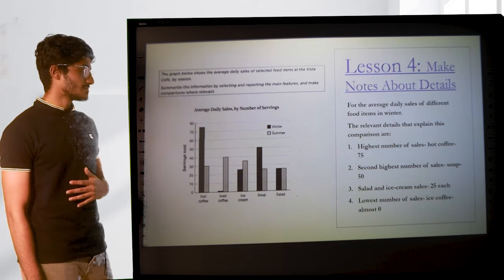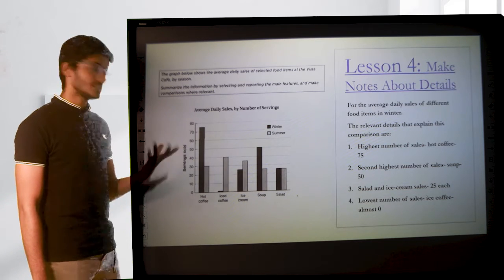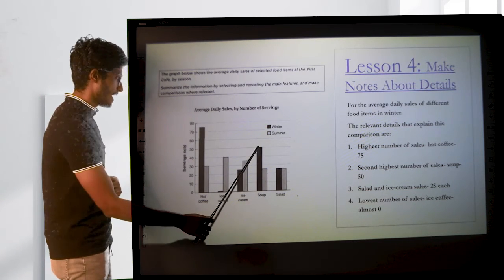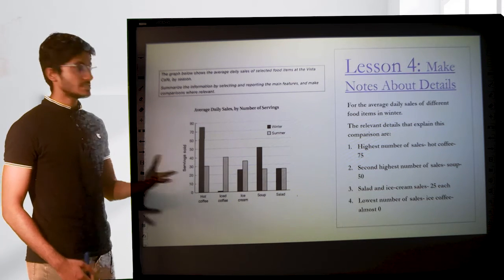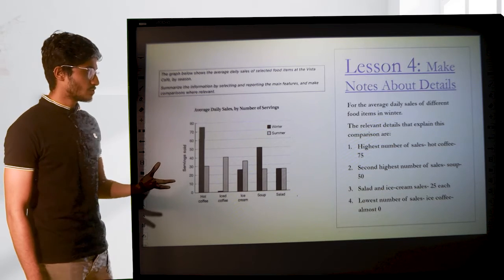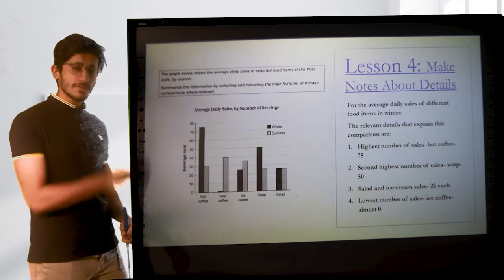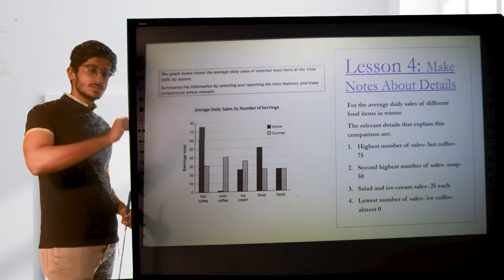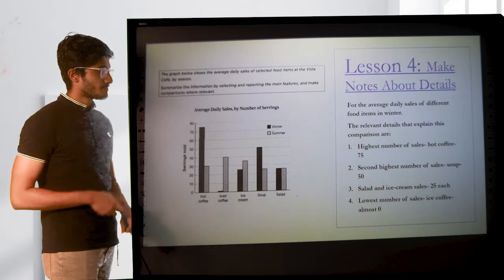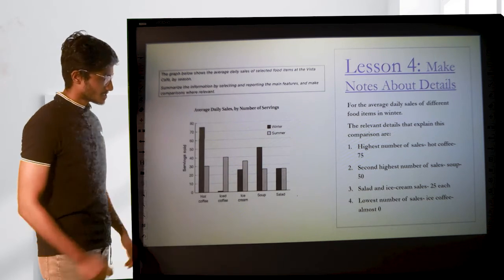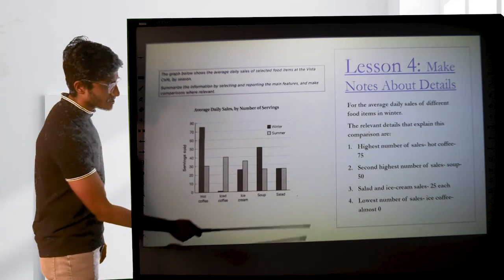One more thing you can say is, for example, the item that had the second highest sales was soup, and it was 60 servings sold. These are the sort of details that you have to jot down. As you can see here, highest number of sales, hot coffee 75. You don't have to write full sentences. You just write like you're brainstorming. You just write the keywords. So here, second highest number of sales, soup 50. That's how you jot down.